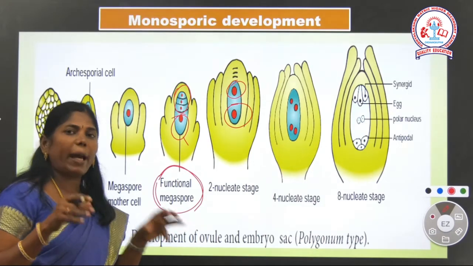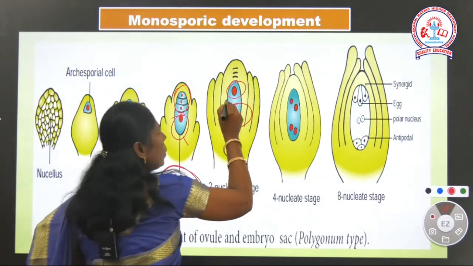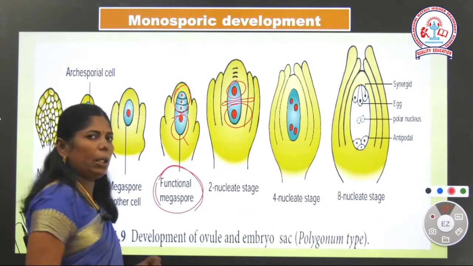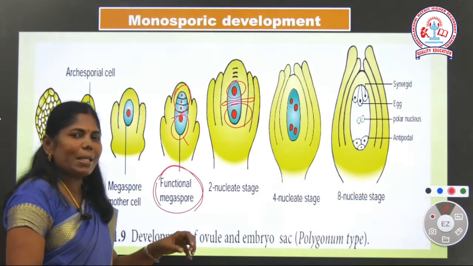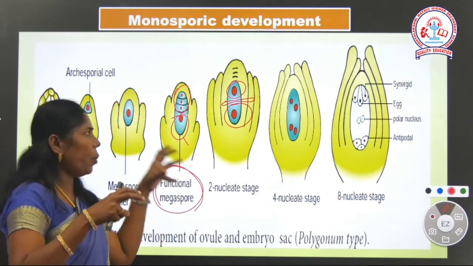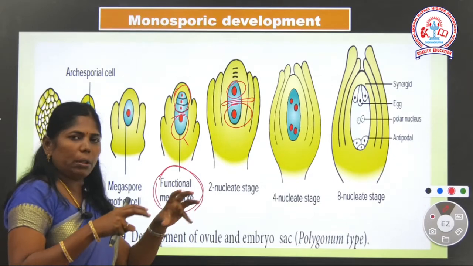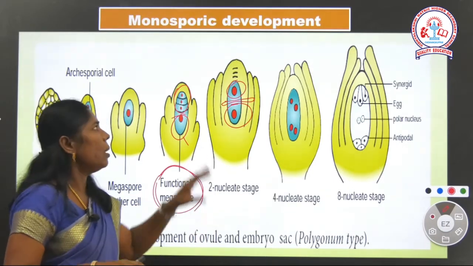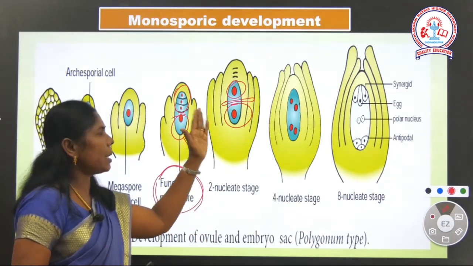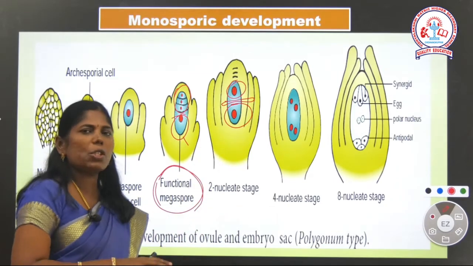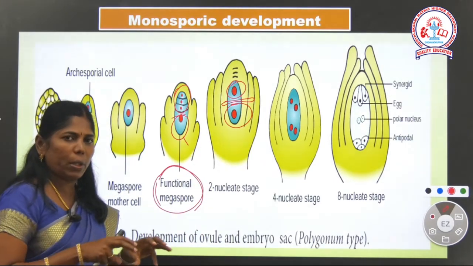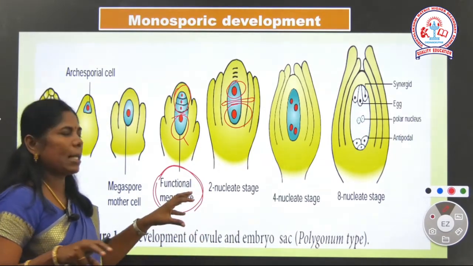So with the help of the vacuole. So where is the vacuole? The vacuole is present in the center of the nuclei. The vacuole expands and pushes the polar nuclei, that is, both daughter nuclei will move towards the polar ends. One is the micropylar end and the other is the chalazal end. Both of them are moving towards the micropylar and chalazal ends.